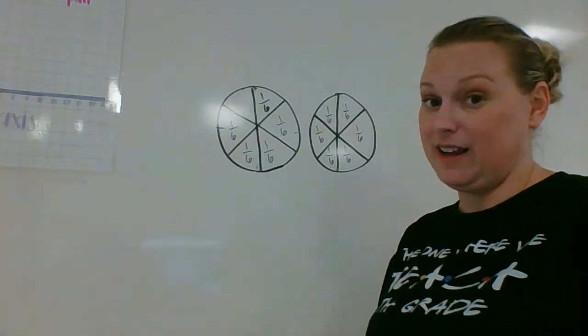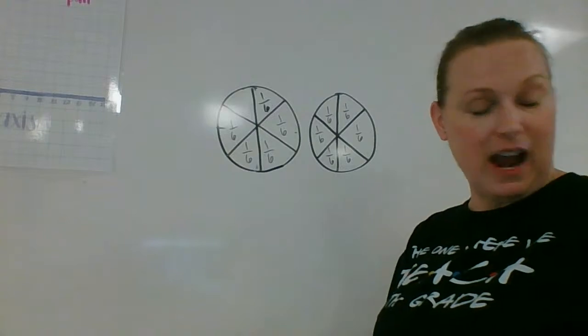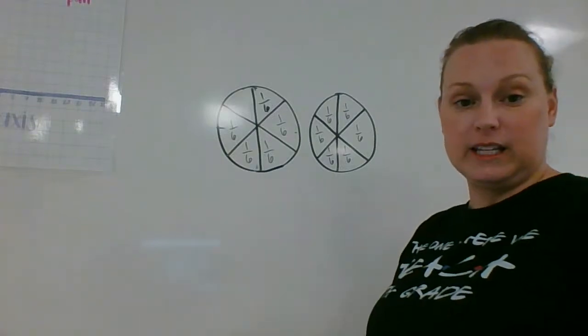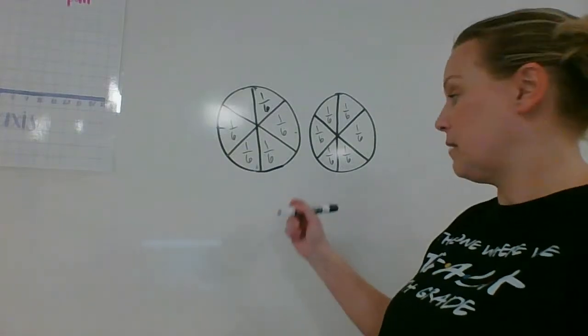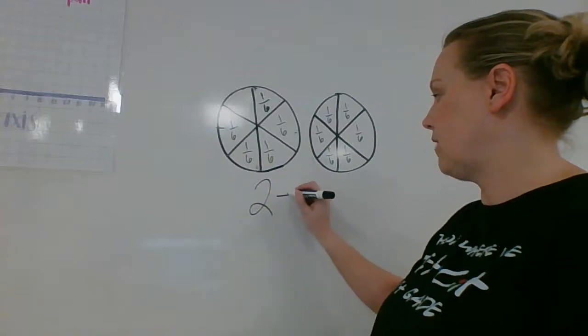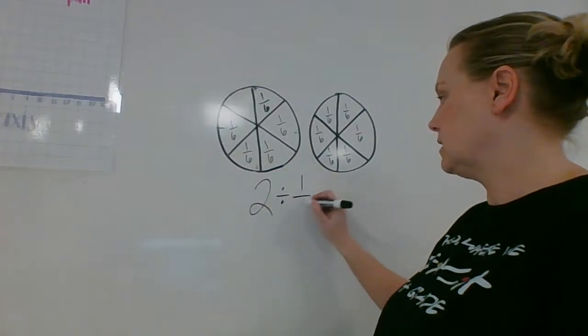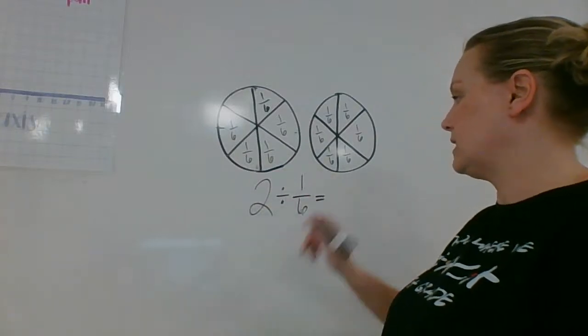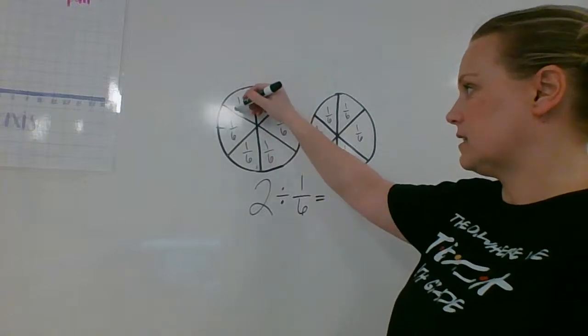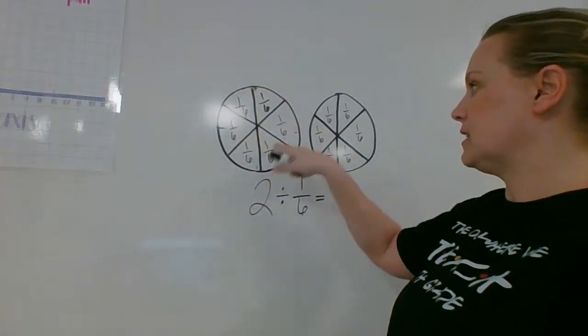Julia, you would be right. We are dividing 2 into sixths, which is the same as 2 divided by 1/6. And when we take 2 and divide them into sixths, how many pieces do we have?